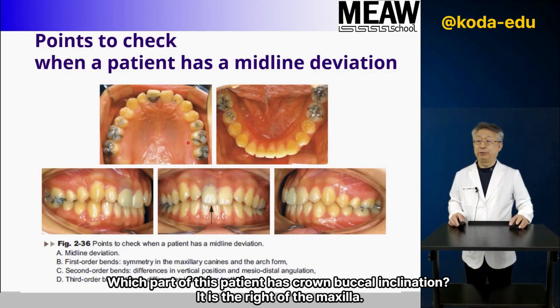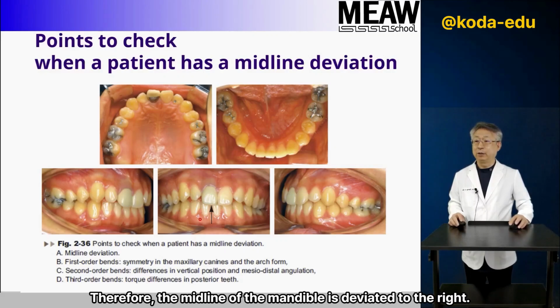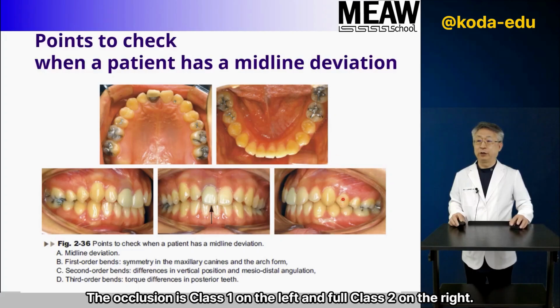Which part of this patient has crown buccal inclination? It is the right of the maxilla. Therefore, the midline of the mandible is deviated to the right. The occlusion is Class 1 on the left and full Class 2 on the right.